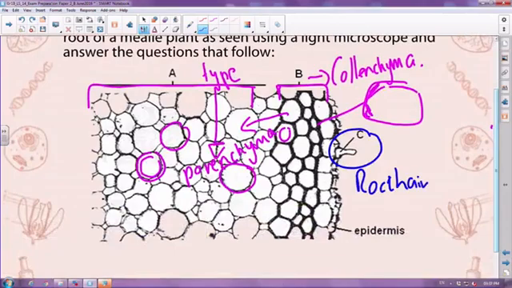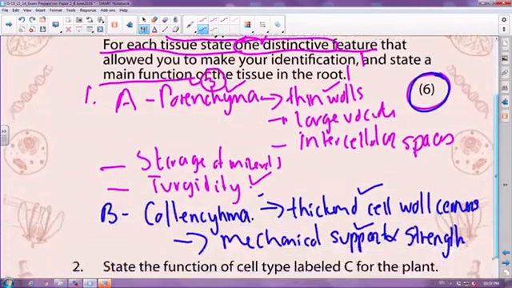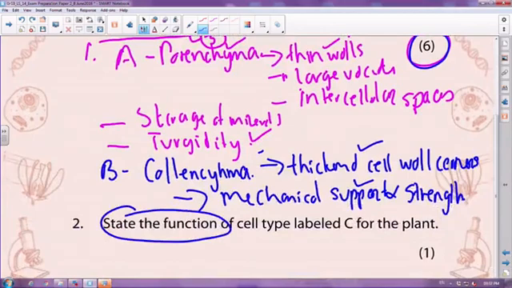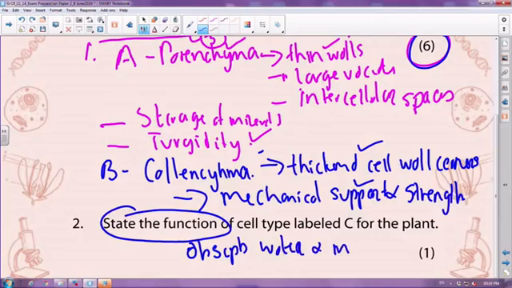And what is the function of the root hair? The absorption. It just asked you for the function. You didn't have to go into too much detail. The function of it was to absorb water and mineral salts.